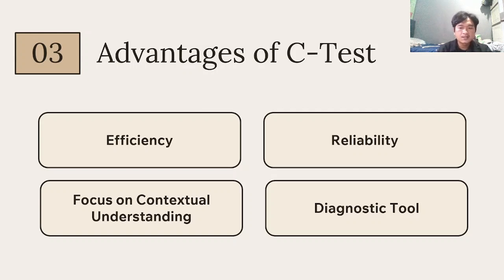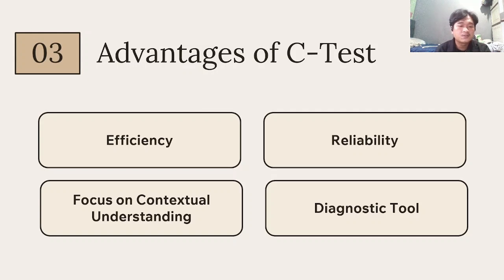Next is reliability. A C-test provides a standardized method of assessment which can help ensure consistency in evaluating language proficiency across different learners and contexts. This standardization can be beneficial for comparing results and tracking progress over time.